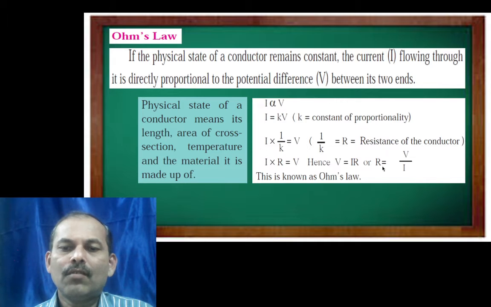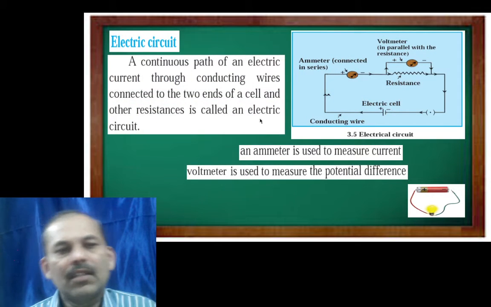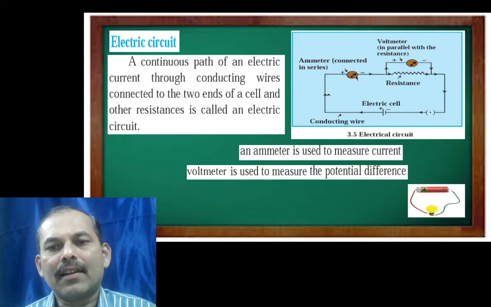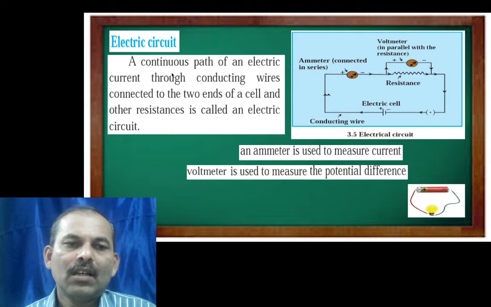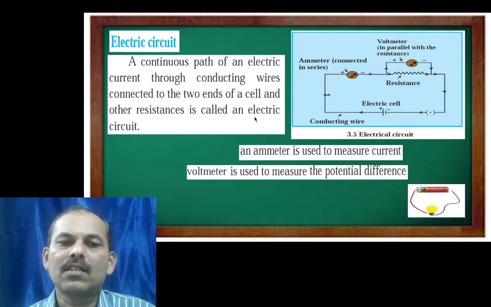So, this is the final formula for Ohm's law, R equals V upon I. Then we will see the electric circuit. This is the electric circuit for Ohm's law. A continuous path of electric current through conducting wires connected to two ends of a cell and other resistances is called an electric circuit.